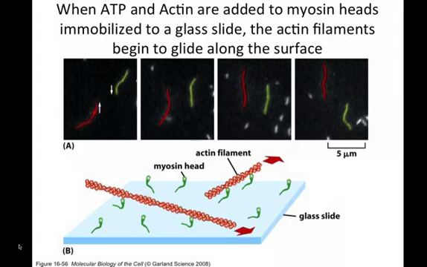So if you add ATP and actin together with myosin heads that are stuck to a glass slide, so here's a glass slide, and they've just immobilized myosin heads to it, and then thrown in actin and ATP. You can actually see the actin filaments gliding along the surface of the glass, so it'll actually move around.